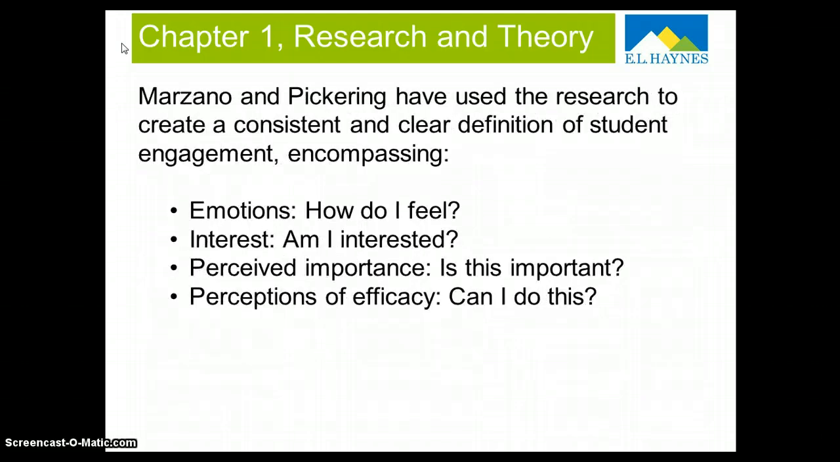Engagement is a very difficult concept to define. Definitions often mention things like motivation, attention, effort, participation, involvement, etc. The authors of this book, Marzano and Pickering, examined the research to come up with a model of student engagement. Their model is based on 4 important constructs that come together to create student engagement: emotions, interests, perceived importance, and perceptions of efficacy. They use 4 emblematic questions to organize their model. How do I feel? Am I interested? Is this important? And can I do this?